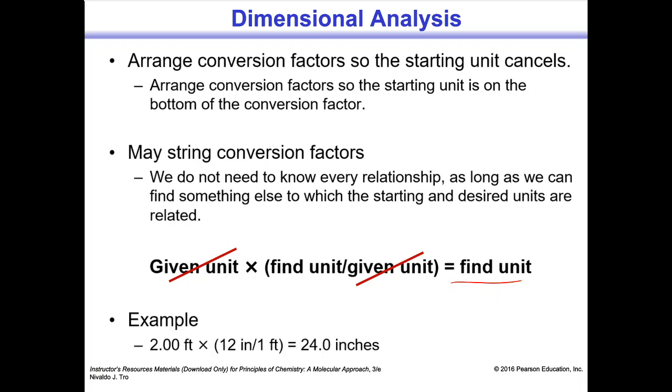We're going to use this lots and lots in chemistry. So for instance here, we want to convert feet to inches. Our conversion factor is that there are 12 inches per 1 foot. So we're just going to multiply 2 times 12 and then divide by 1. Feet cancel with feet, and we're left with inches. So 24 inches, of course.